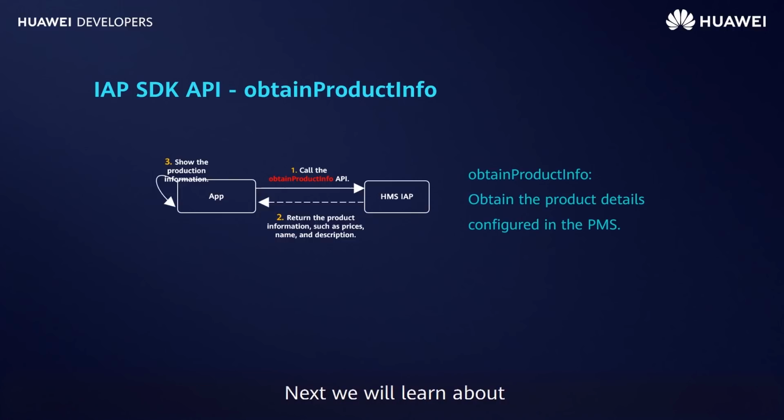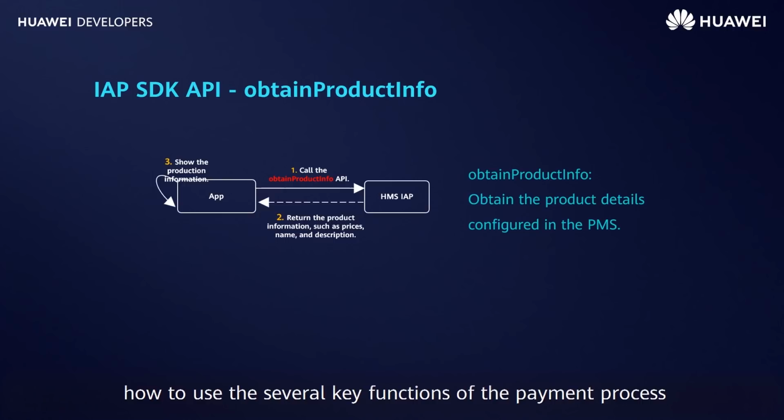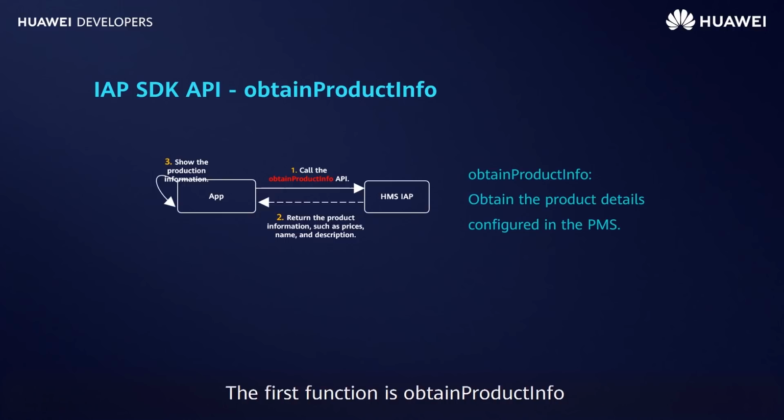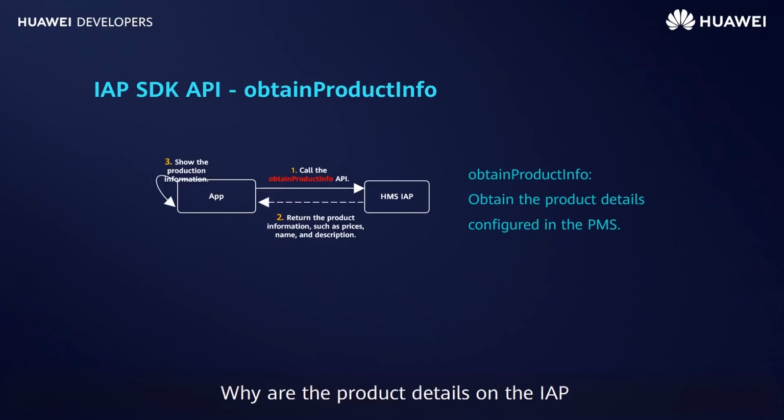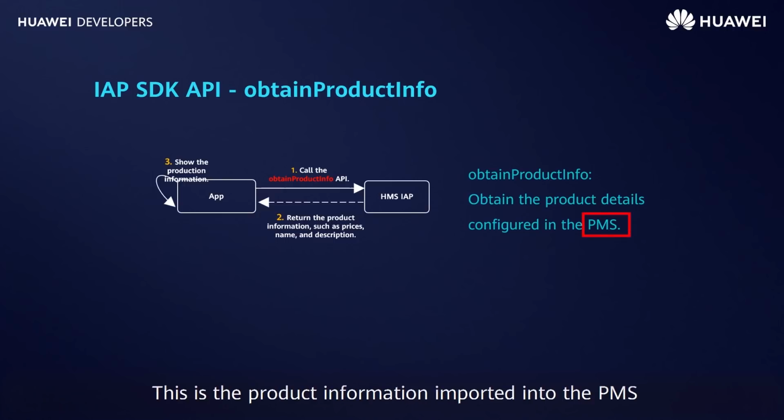Next, we will learn about how to use the several key functions of the payment process. The first function is Obtain Product Info. The developer may obtain the product details from the Huawei IAP server from this interface. Why the product details on the IAP server? This is the product information imported into the PMS by the developer in advance.